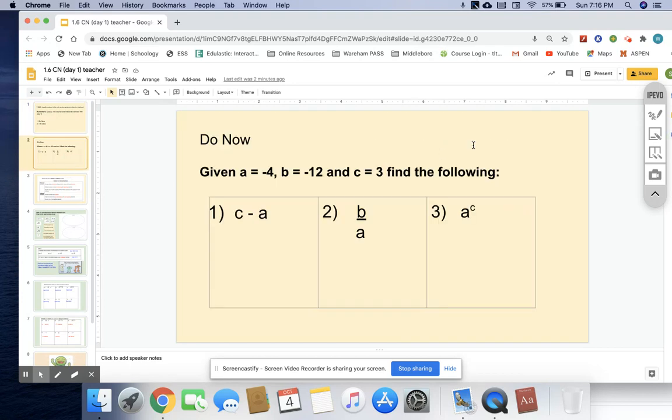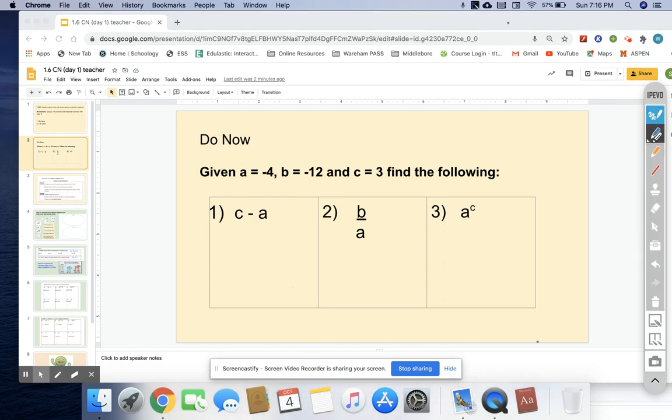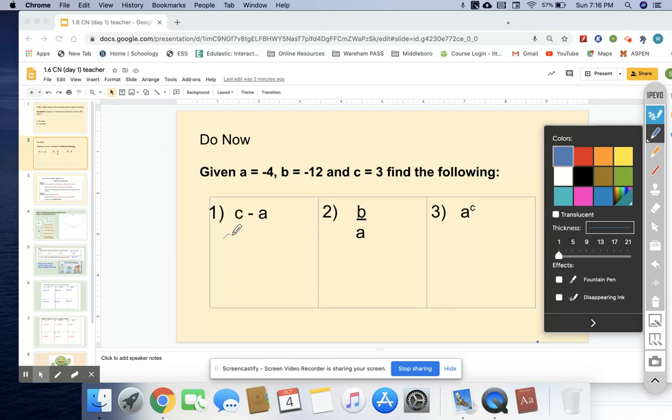On the do now, you're going to evaluate each expression by substituting the value of the given variable and then using the order of operations to simplify each expression. So C minus A, C is 3, so we have 3 minus, and A is -4. And remember, subtraction is adding the opposite, so we have 3 plus 4, which is 7.